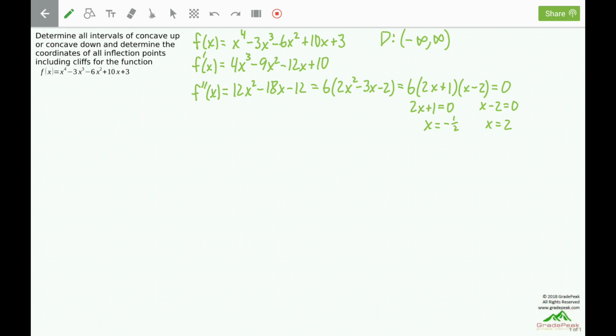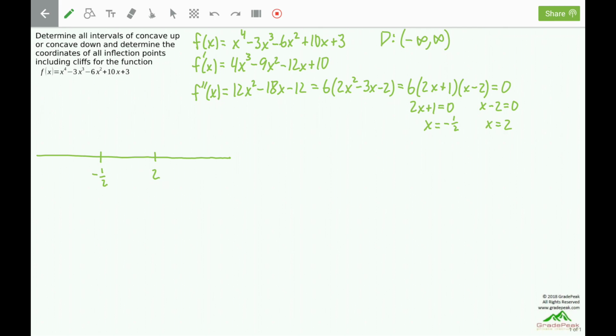We can now draw a domain line, a line representing the domain. The domain has no left end because it begins at negative infinity, and it has no right end because it ends at positive infinity. We can put all candidate numbers on here in order. Negative 1/2 is less than 2 and will come first, which splits the domain interval into 3 separate intervals.